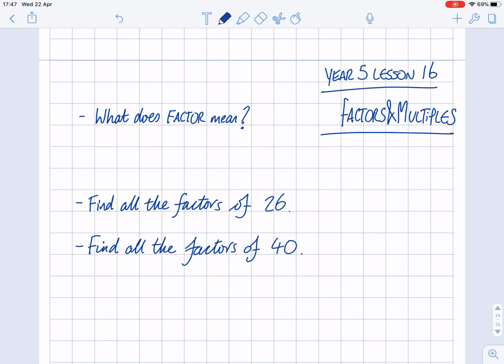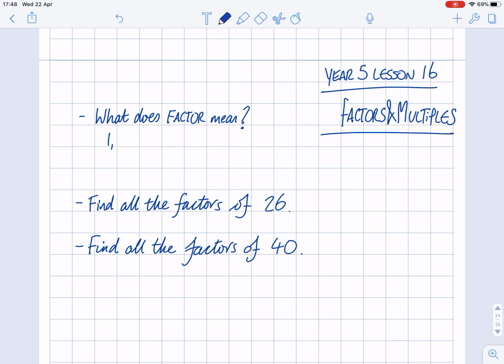The other way of looking at it is what numbers can I count up in and land on 26? And then the third way to think about it would be what times tables is 26 an answer in? All right, but that's all the times tables, so not just up to the 10 times table. Whatever way you want to think of it, when I'm learning about factors, I sometimes like to think about, well, let's count up in ones. Do I land on 26?